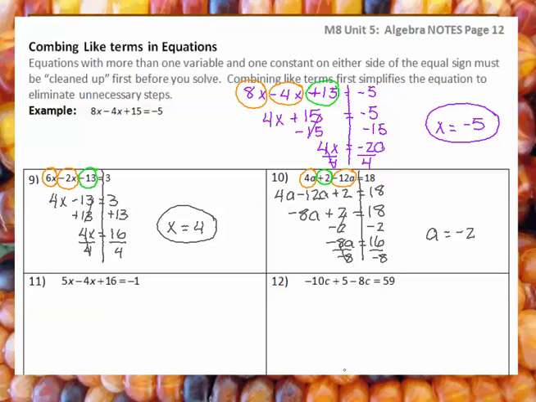So try numbers 11 and 12 by yourself. When you're ready, unpause the video and we'll go over them.